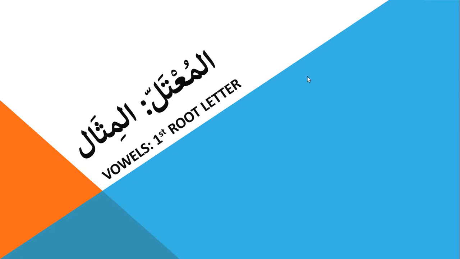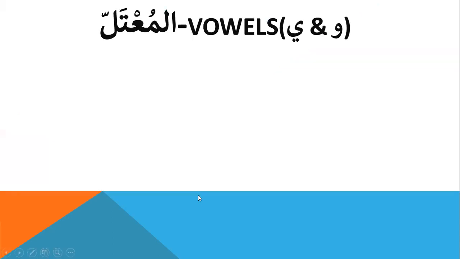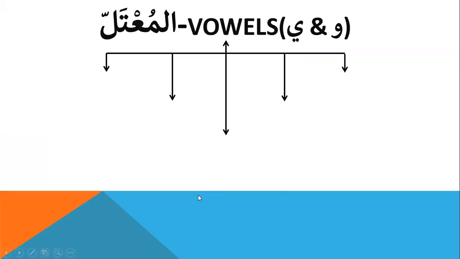Basically, when you have a vowel in one of the three root letters, then you have a situation of Al-Mu'tal. And in that, we are going to do the first situation when your first root letter is a vowel, which is Mithal. So in Mu'tal, we have al-mithal.